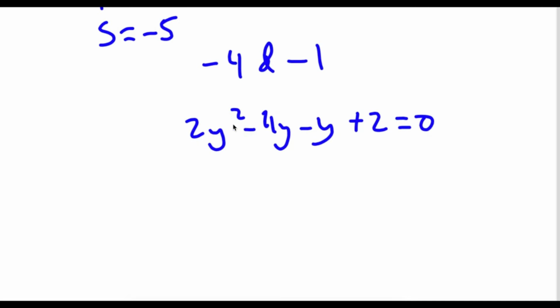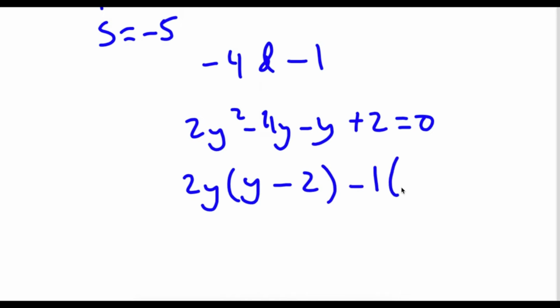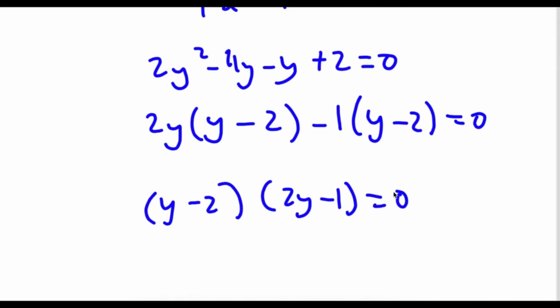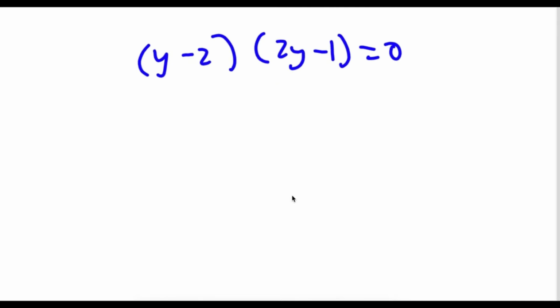So what is the greatest common factor of 2y squared and negative 4y? That's going to be 2y. So if I factor out 2y, I get 2y times 2y squared divided by 2y, which is y, minus negative 4y divided by 2y, which is 2. And now from negative y plus 2, I can simply factor out negative 1. So I have negative 1 times y minus 2. This is equal to 0. Now if I factor out y minus 2 from this, I get y minus 2 times 2y minus 1. It is equal to 0.